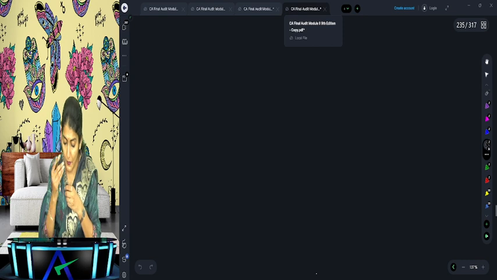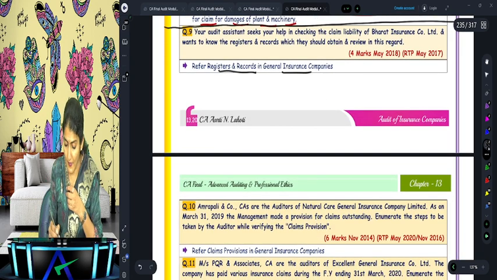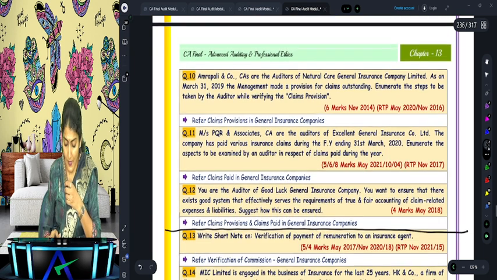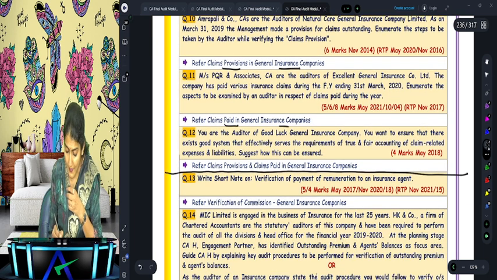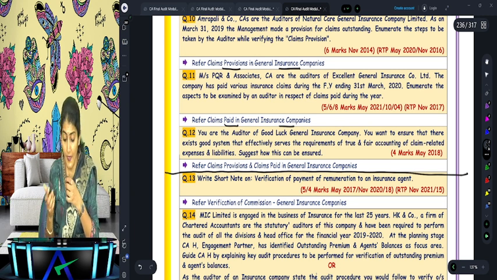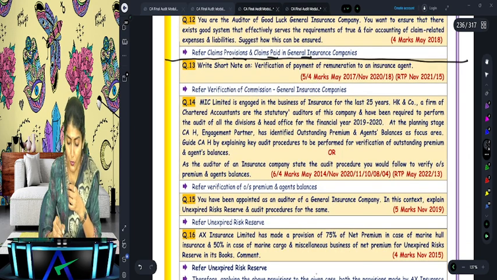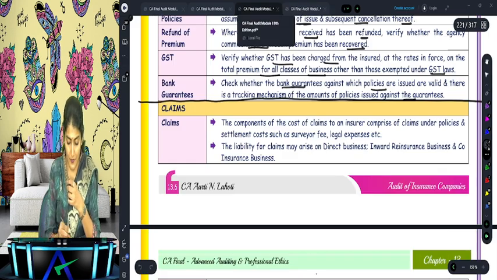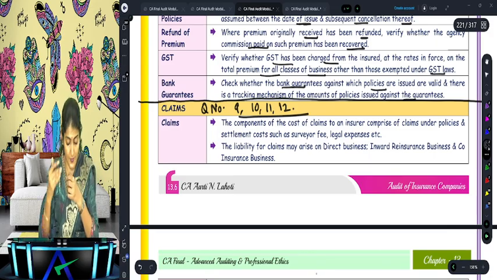Right, so if we look into this particular question bank over here, what does it say? Registers and records in respect of the claim. Then the claims provision in case of general insurance company, then the claims paid in case of the general insurance company, and then again the claims provision and the claims paid. Question number 9 to 12, that is 9, 10, 11 and 12, is regarding the claims registers and records.